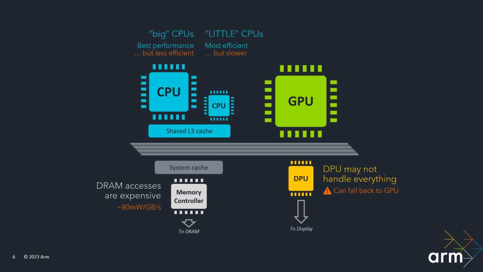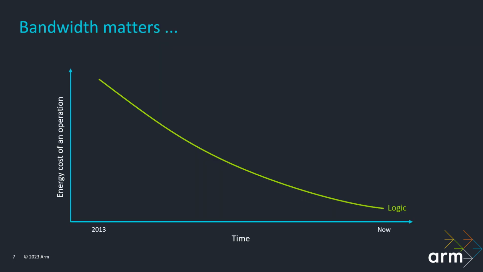So for Vulkan, where you get control over the swap chain, it's very important for your application to render images using the GPU in a form that the DPU can handle without needing that fallback. And I'll talk about that a bit more later. We talk a lot about bandwidth, especially for mobile, because it's so power hungry.